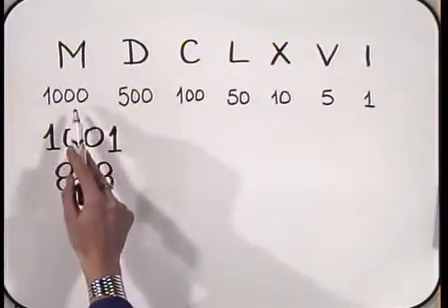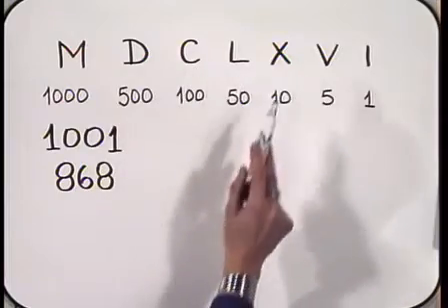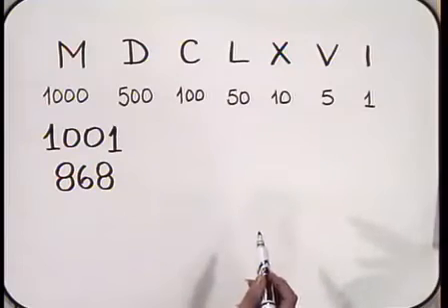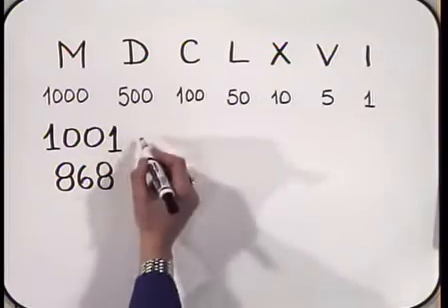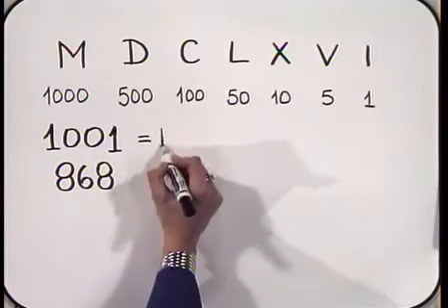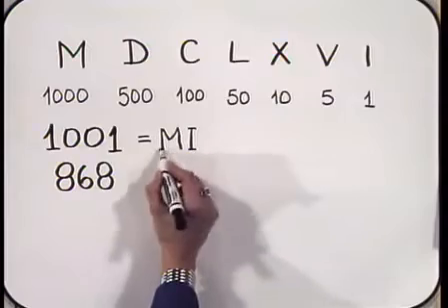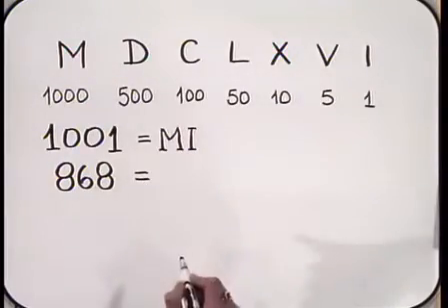You might know that M for the Romans was 1,000, D 500, C 100, L 50, a capital X 10, a V 5, and an I 1. So how would they have written 1001? Well, that would have been an M for the 1,000 and I for the 1. 1001. How would they have written 868?